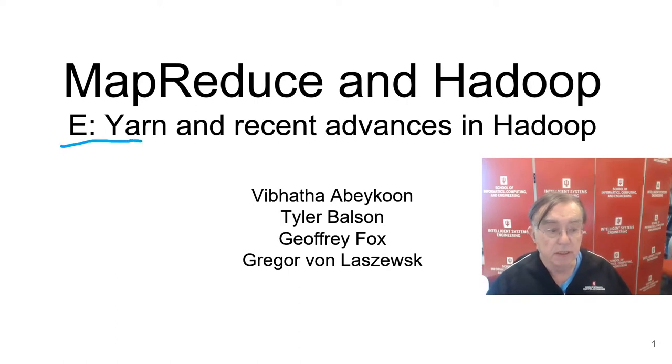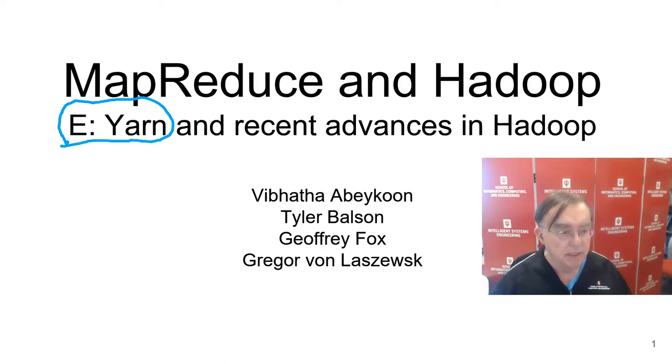Okay, this section discusses YARN and other recent changes to Hadoop, in particular Hadoop 3, although YARN came in with Hadoop 2. But Hadoop is still making significant changes, and that's going to be important because there are many applications, as I try to stress, that just need Hadoop. That's probably 75% of all big data jobs. So we better make those run as fast as possible, with the greatest efficiency and the greatest possible fault tolerance.